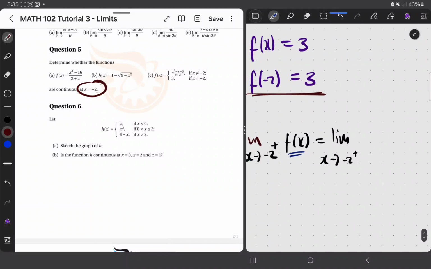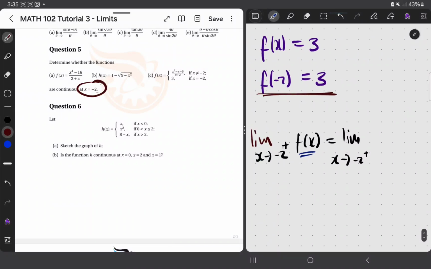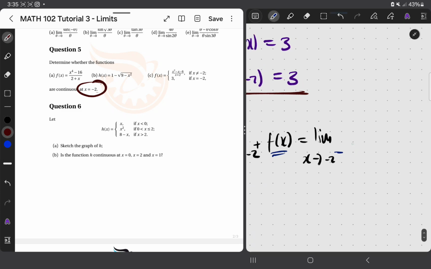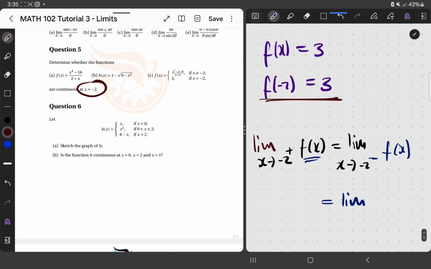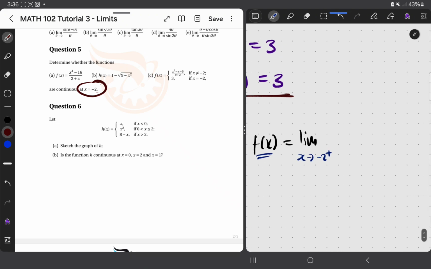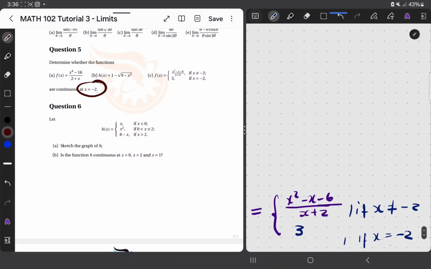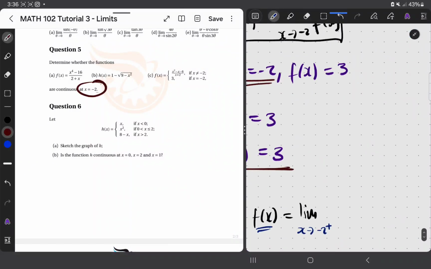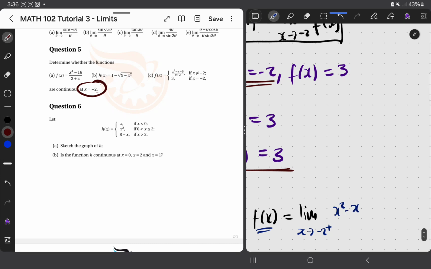So we can say this is the limit as x goes towards negative 2 from the right, is equal to the limit as x goes towards negative 2 from the left of f of x. Okay, and why did we say it's the same? Okay, let's get them one by one. The limit as x goes towards negative 2 from the right of, who are we picking as our f of x? We are picking this x squared minus x minus 6. So it is x squared minus x minus 6 all over x plus 2.